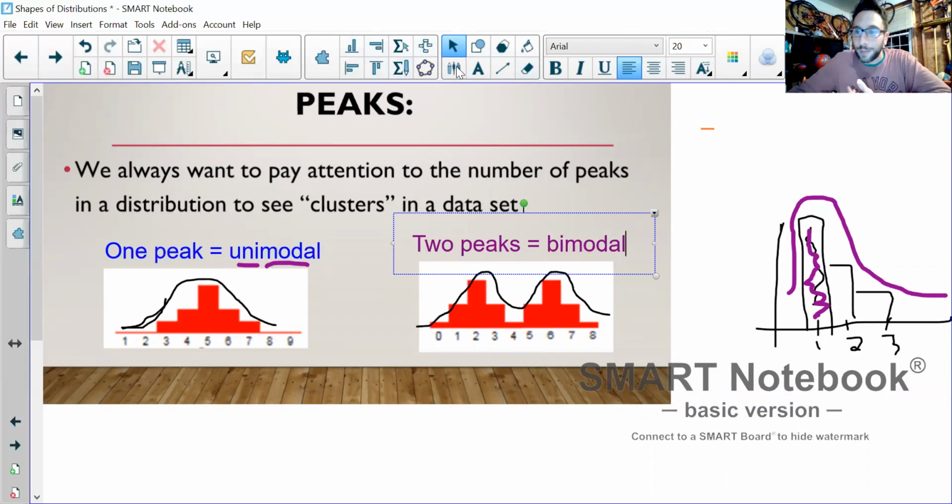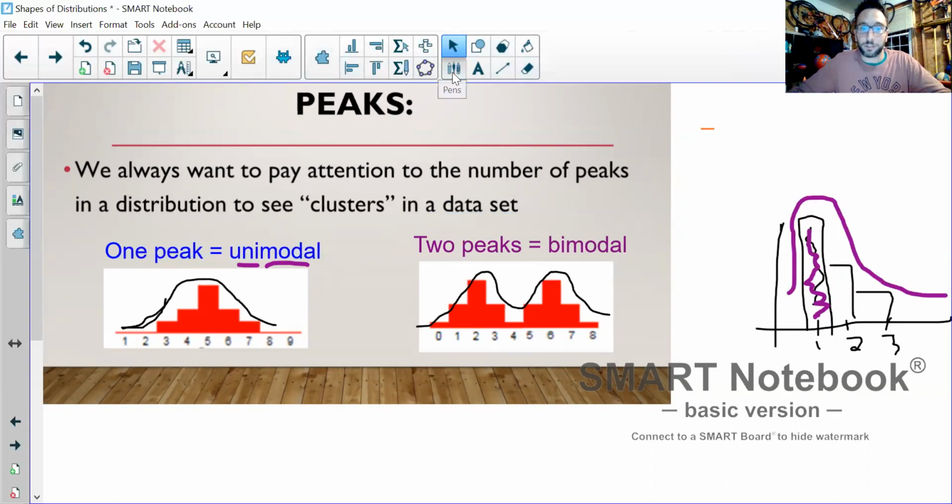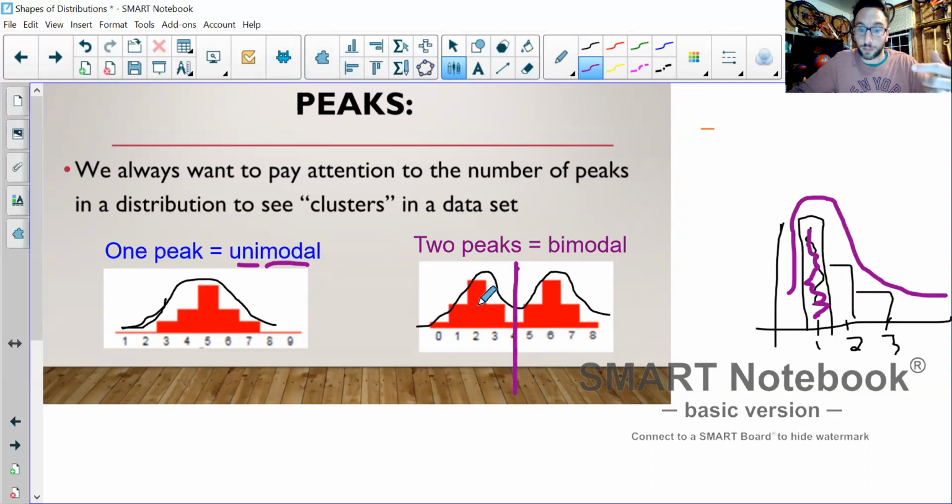A couple little side comments. For something to be considered bimodal, in this red example, both of these peaks, above the 2 and above the 6, are exactly the same height. That's a perfectly bimodal and symmetric distribution. So right there, I'm bringing up something else. We can describe these graphs in two ways. This graph is bimodal and symmetric. This graph over here is unimodal and symmetric.